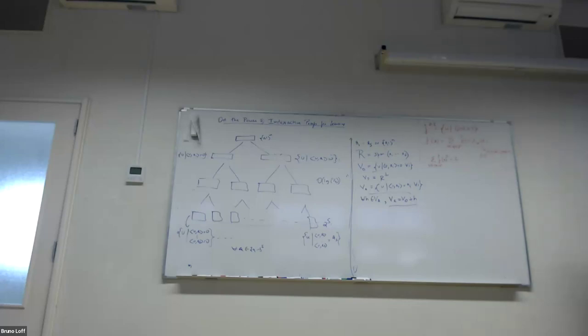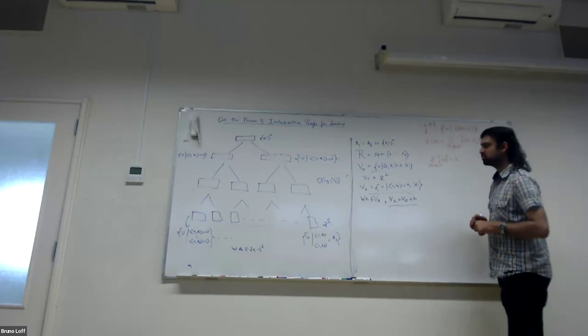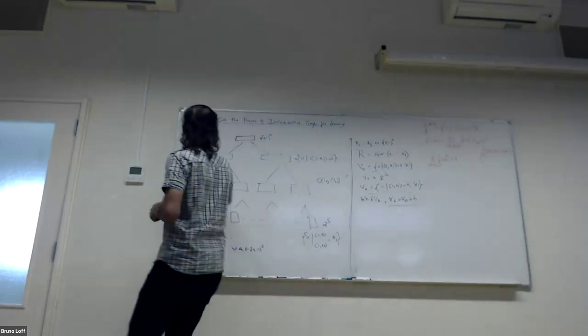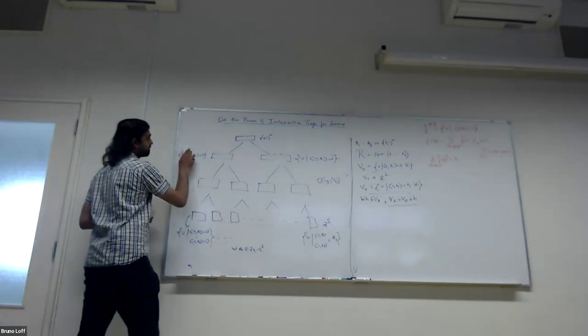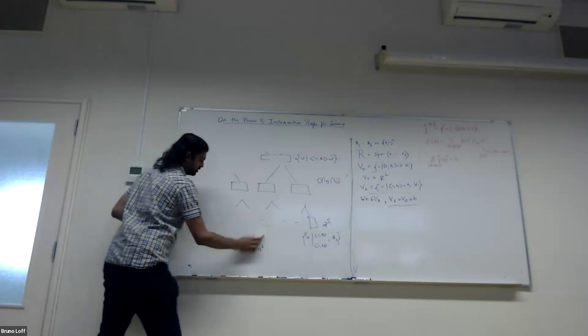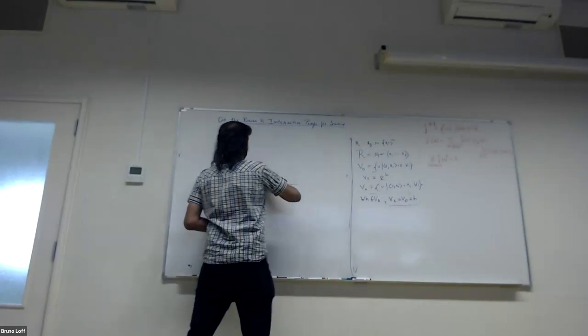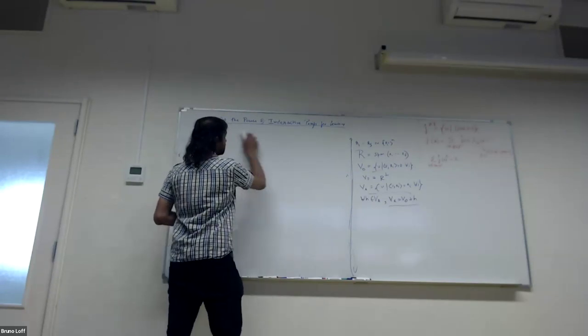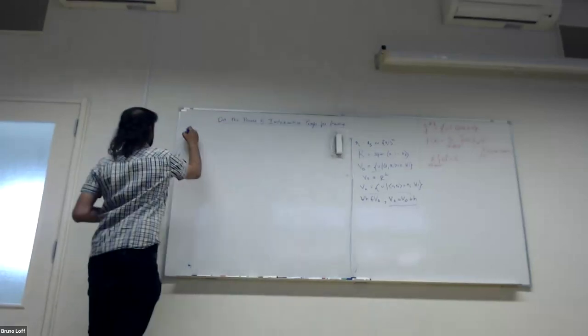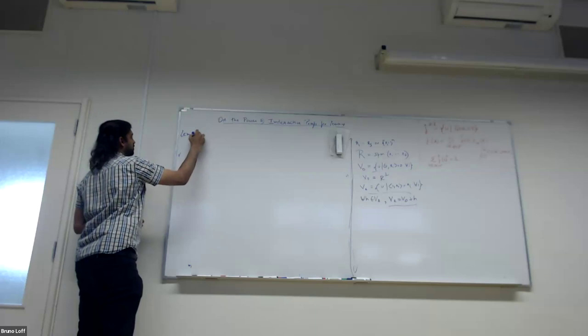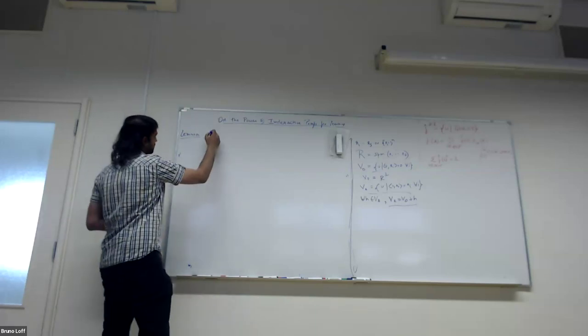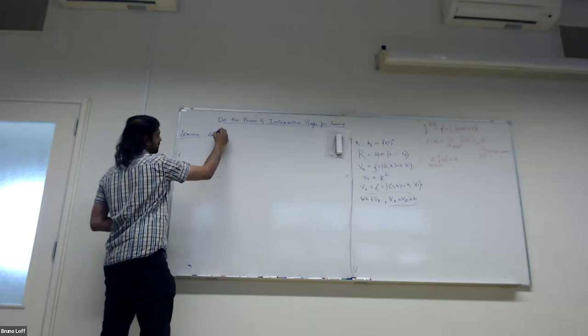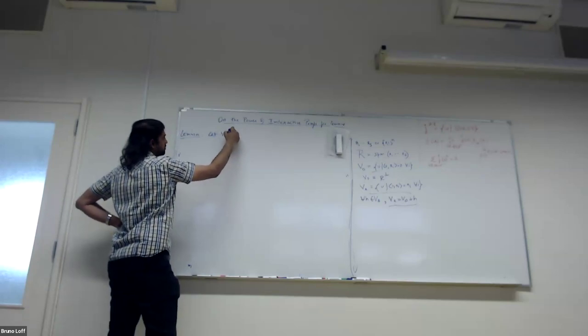So next, I want to estimate the max value in each such vector space, which has at most one heavy coefficient. I think I can erase this one. V naught plus H.